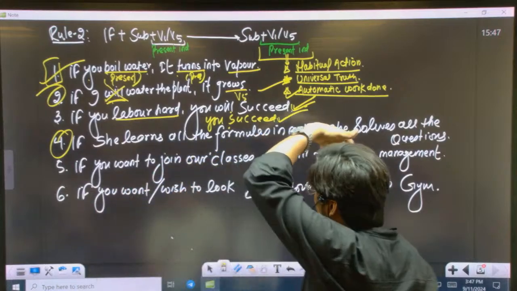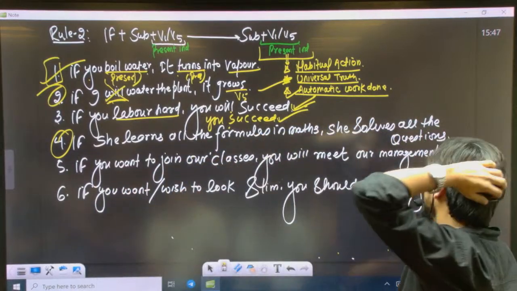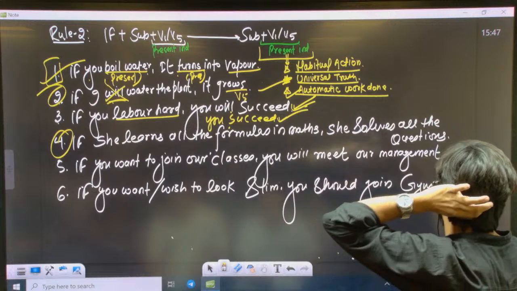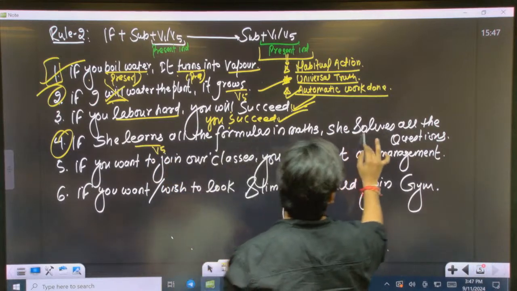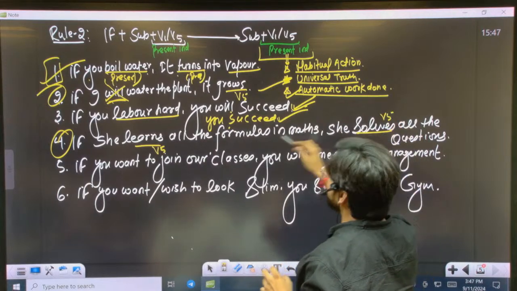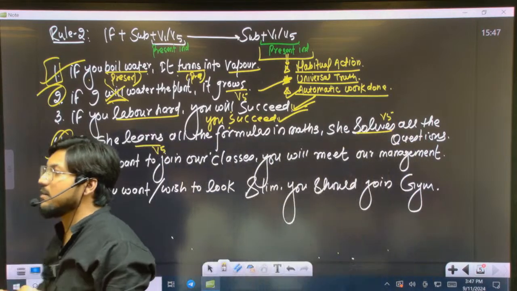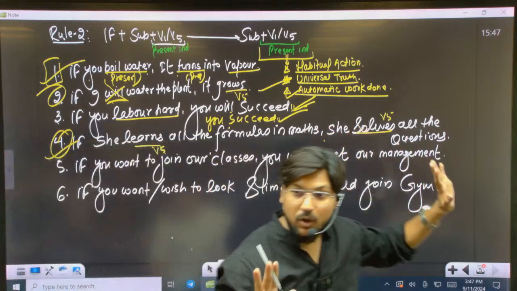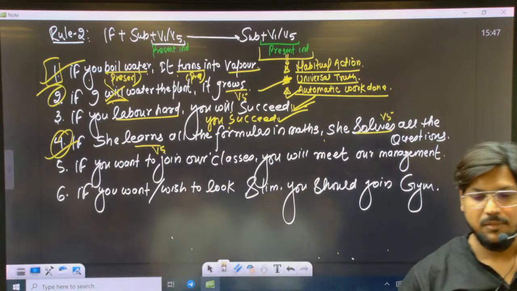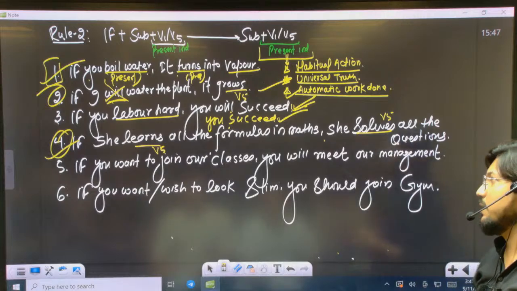Question number 4. If she learns all the formulas in maths, she solves all the questions. The sentence is in present, V5. Here also V5. The sentence has no error. Or we can change the sentence into she will solve all the questions, because this is rule number 1.